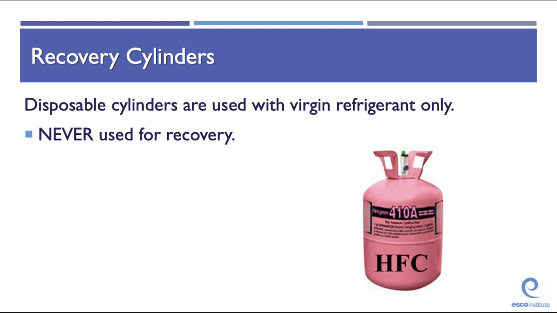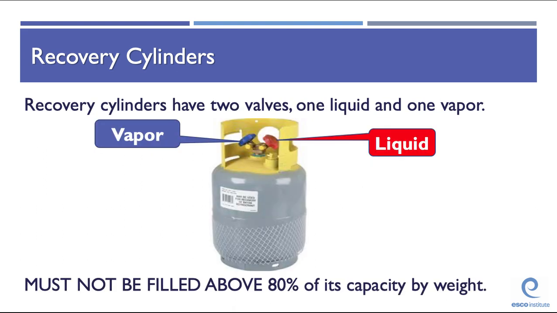Recovery cylinders differ in many ways from disposable cylinders. Disposable cylinders are used with virgin refrigerant only and may never be used for recovery. Disposable cylinders have a one-way valve. Refrigerant can come out, it cannot go back in. Recovery cylinders are specifically designed to be refilled.